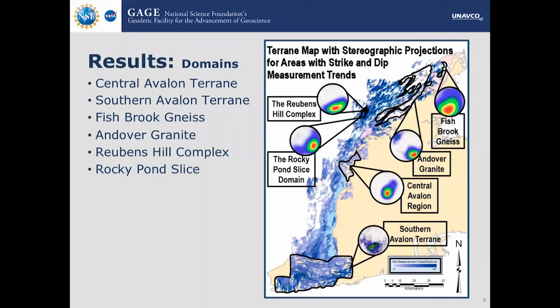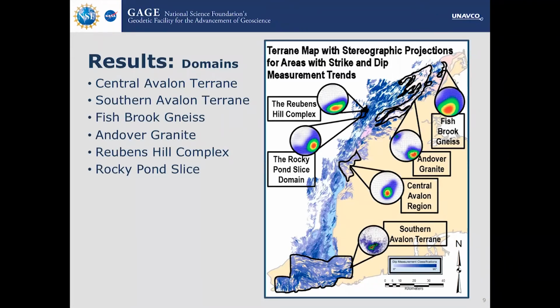Now, for the domains that we focused on, we looked at the central Avalon terrain, which is depicted here, the southern Avalon terrain in the bottom, which comes beneath the Putnam terrain, the Fishbrook gneiss, which is located up here, the Andover granite, which is to the left of it, and the Rubens Hill complex, which actually lies between the Neshoba terrain and the Merrimack terrain, or belt, excuse me. The Rocky Pond slice also lies in the same region.